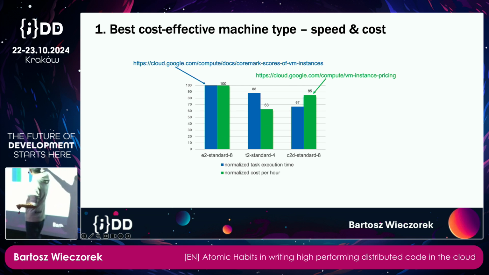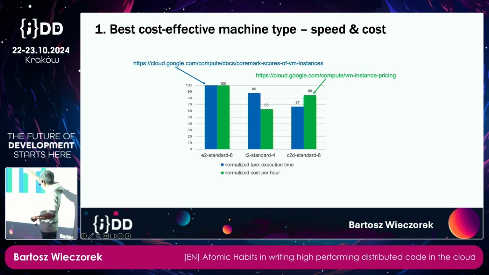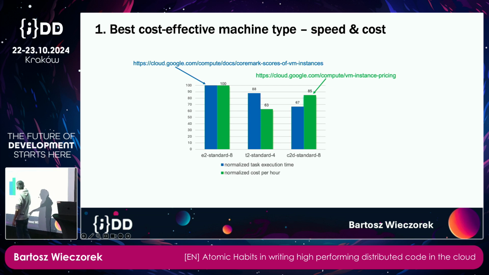But the second important piece of information is the core mark score. So how good is the machine? If we glue both pieces of information together, we can say that this BMW machine is really the most expensive one. Is it?